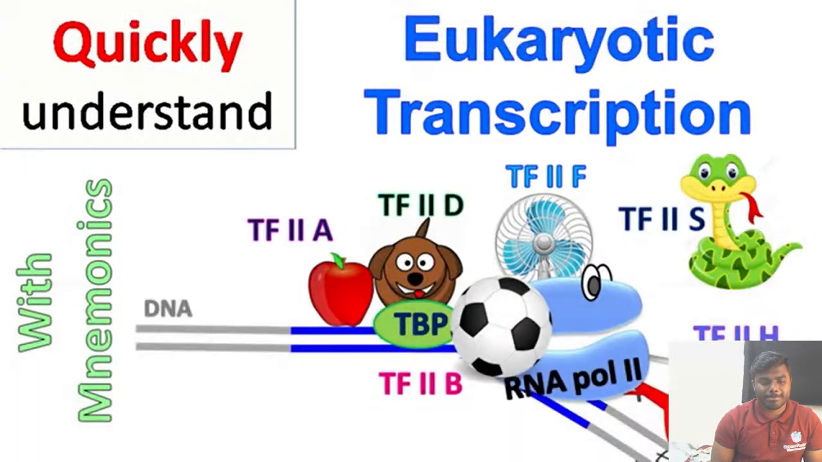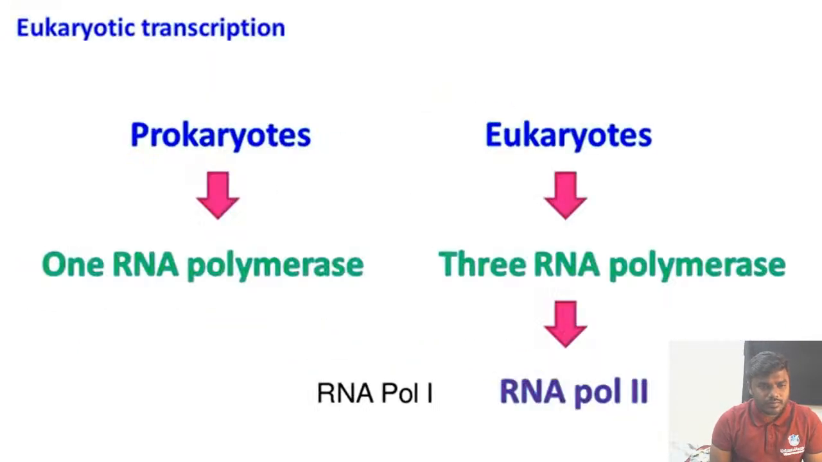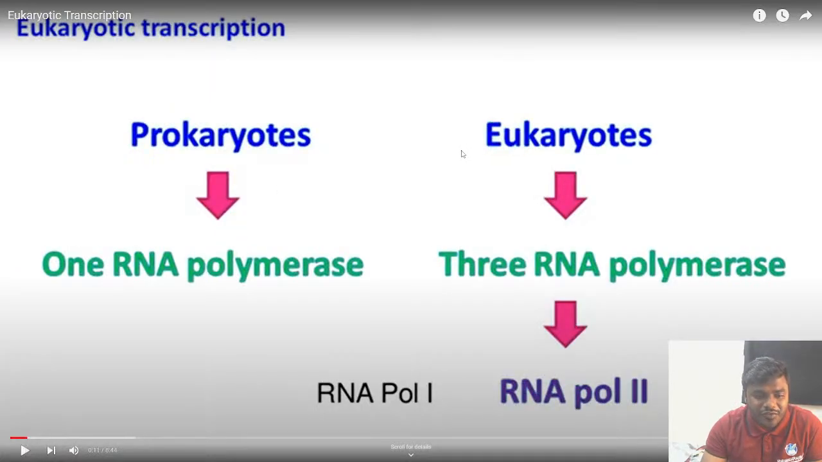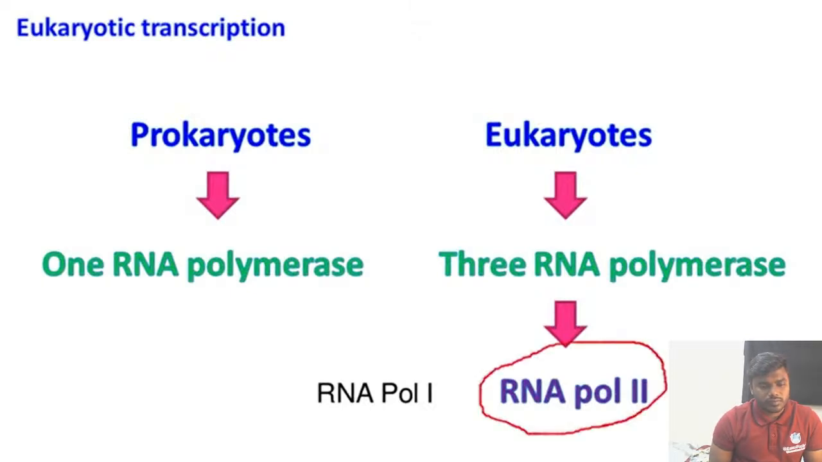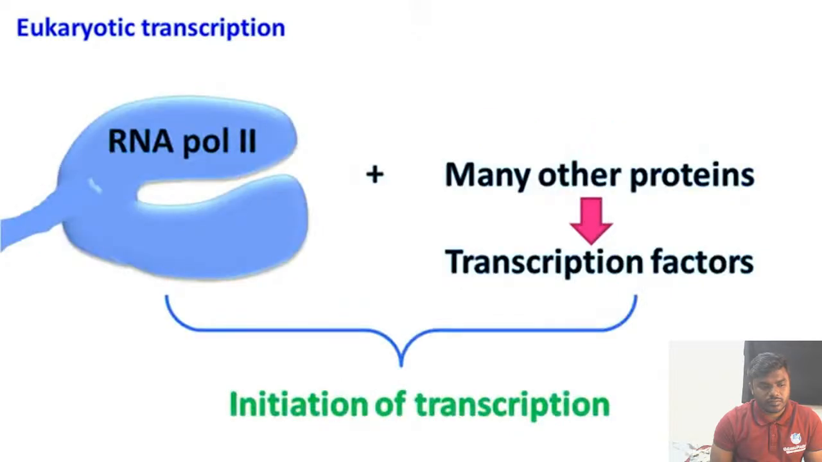Hey everyone, quick biochemistry basics here. Let's talk about eukaryotic transcription. The enzyme required for the process of transcription is the RNA polymerase. The prokaryotes have only one RNA polymerase enzyme, while the eukaryotes have three RNA polymerase enzymes. RNA polymerase 2 is a major polymerase enzyme involved in the transcription of mRNA in eukaryotes. The RNA polymerase 2, along with other proteins known as the transcription factors, are required for the initiation of transcription.